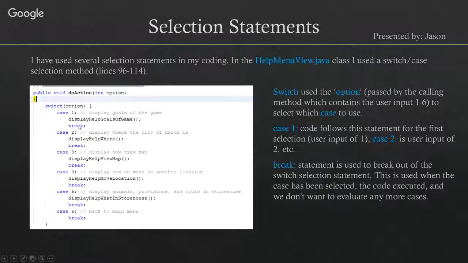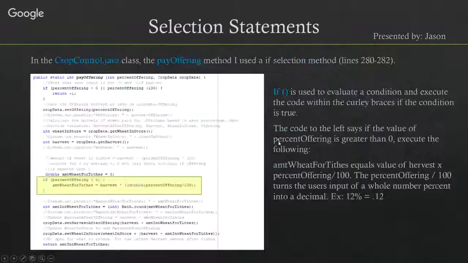Break will just simply jump execution of code down to here, because we don't need to evaluate all the rest of this because we know it's case 1. If it was case 2, it would go here, it would break and go back down to here and return to our calling function. So another example is an if statement.